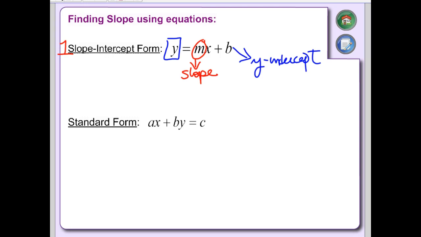Linear equation number 2 is standard form, and here it is, ax plus by equals c. So again, we just looked at that. We have something like 2x plus 3y equals 12. That's in standard form. So you've got to be able to determine what form of the line Mrs. Burton gives you. If you know what form of the line it is, then hopefully you'll know what to do next.